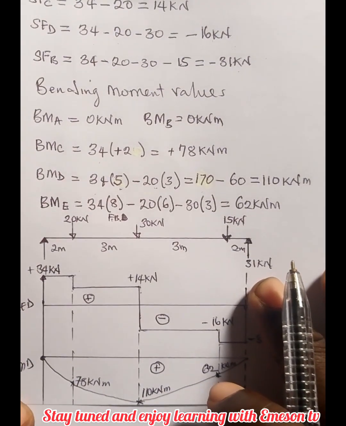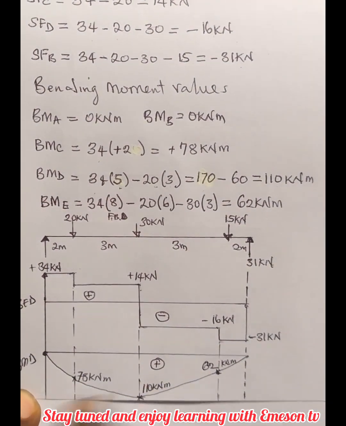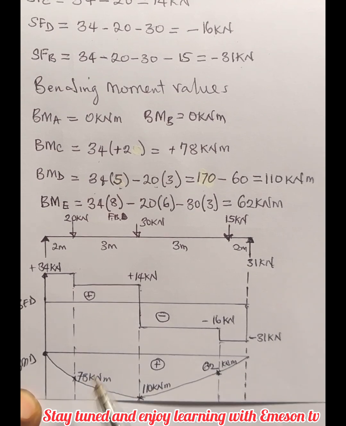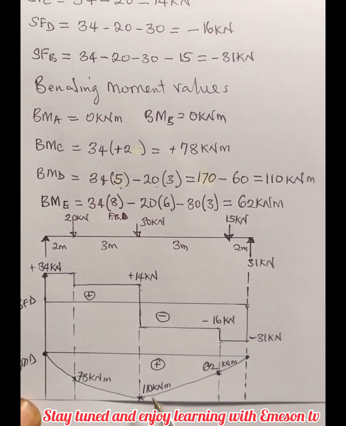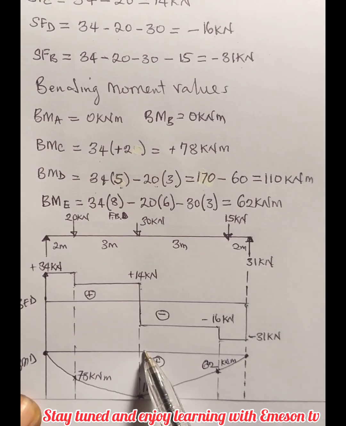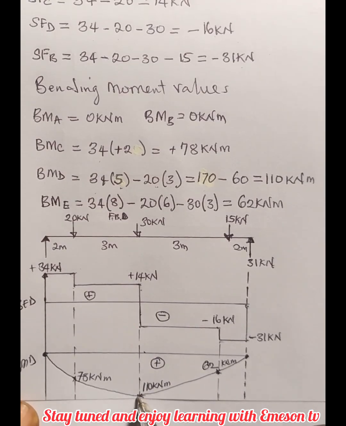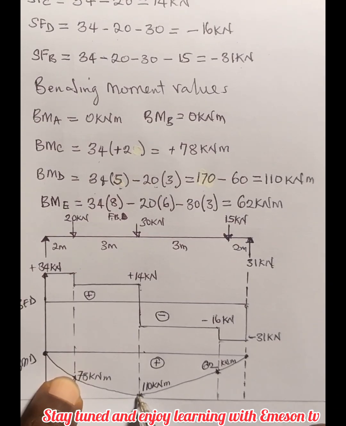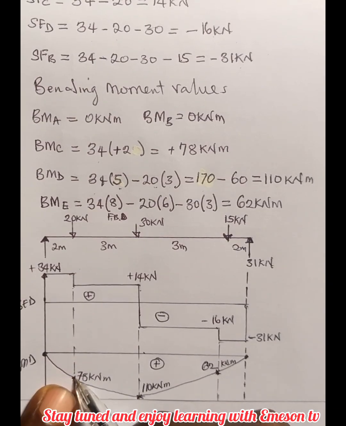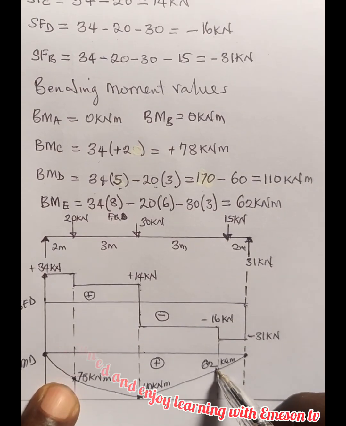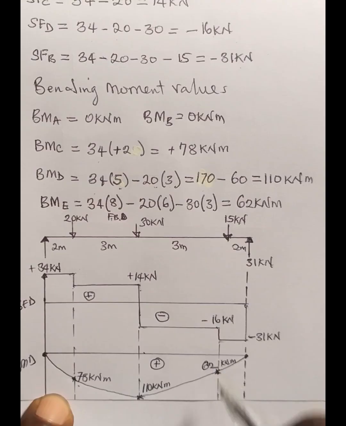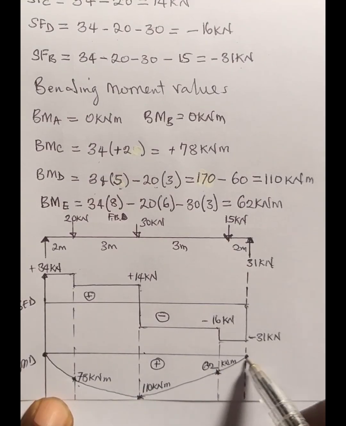For the bending moment, I'm using downward as positive and upward as negative. So the bending moment at this point is 0, and at this point it is also 0. So the highest bending moment is at what point? It's at point D, which is 110, the highest positive value, followed by the next one at point C, which is 78 here, followed by point E, which is 62. You know that this is higher than this, so this is the highest bending moment diagram. So I connect them.